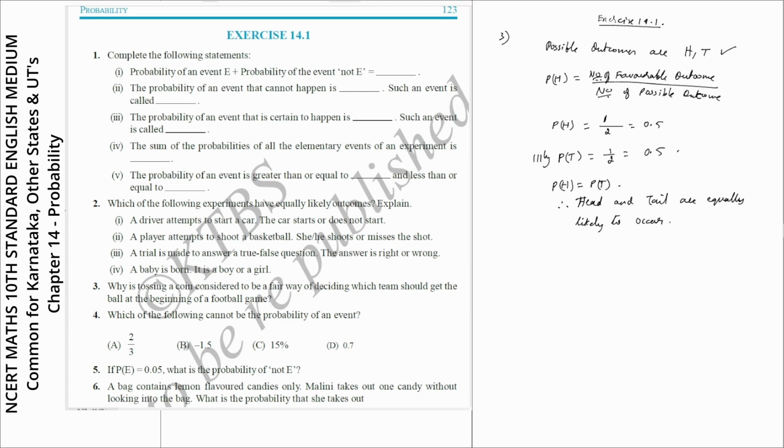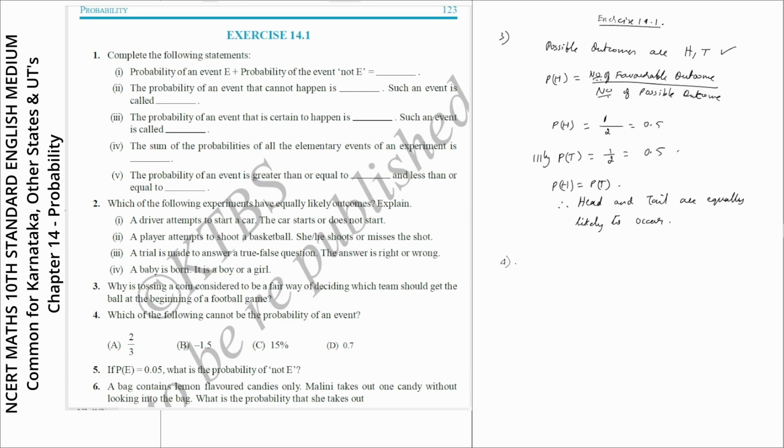Okay, and that's why it is a fair way of deciding which team should get the ball at the beginning of a football game. Not only in a football game, in any other game, this is a fair method. Okay.